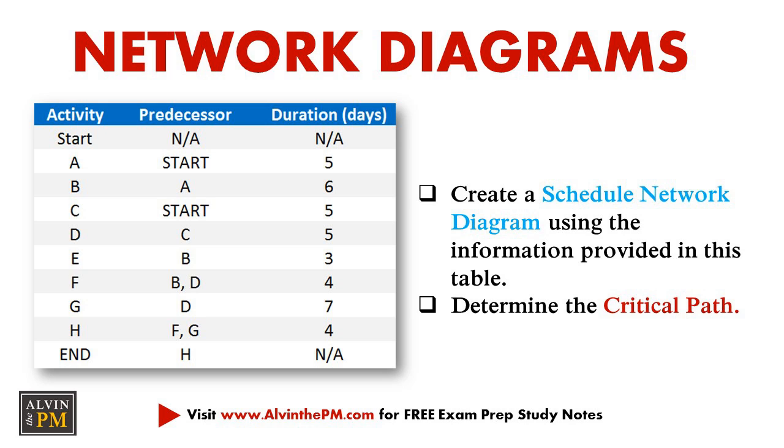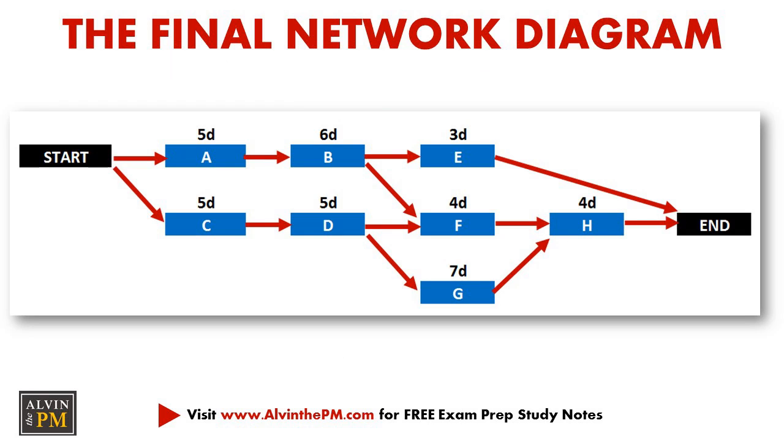So in last week's video, we reviewed how to create a network diagram using the information presented in the table, which lists the activities, predecessors, and durations. So in today's video, we'll figure out what exactly is the critical path for this network diagram.